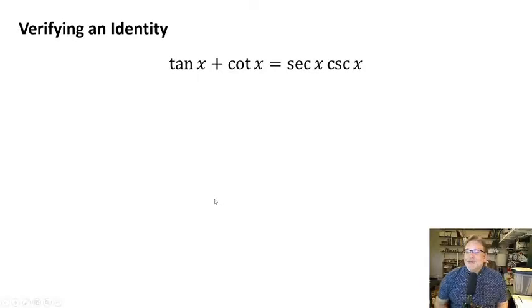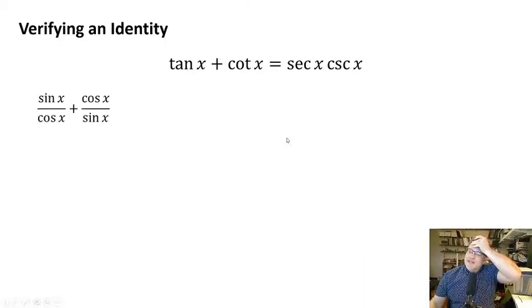Here's another example here. Tangent x plus cotangent x is equal to secant x cosecant x. This is kind of an interesting one here. So this is a little bit complex. It's hard to tell which one of these sides is more complex to figure out where to start. But when you see something that's really this complex, it's oftentimes just a good idea to break things down into sines and cosines. Then it becomes clear what things can cancel and what things cannot.